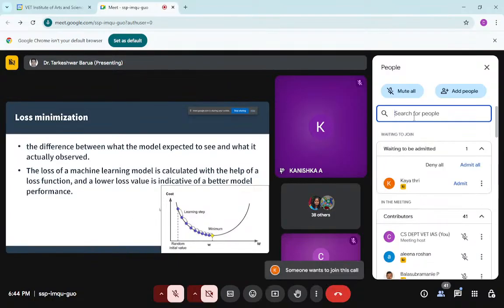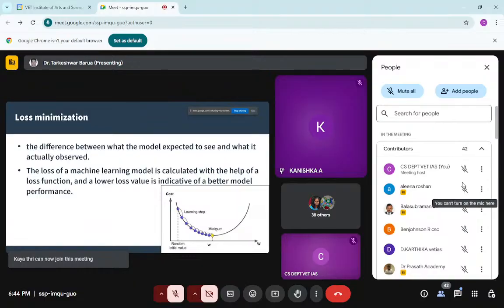So you can see this is a cost. Cost is slowly decreasing. So that is called optimization. With the optimization function we are trying to reduce the loss and take it to the minimum. It is not 100% accurate, but it is trying to reach the minimum.